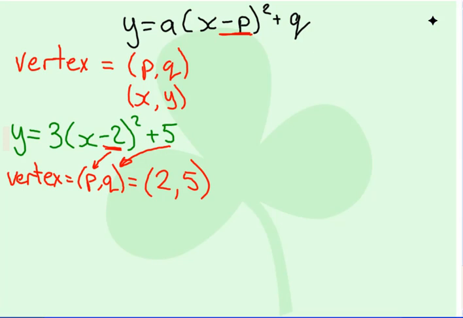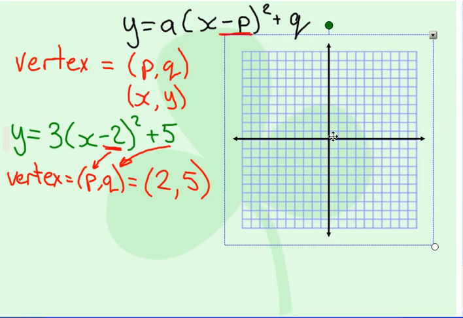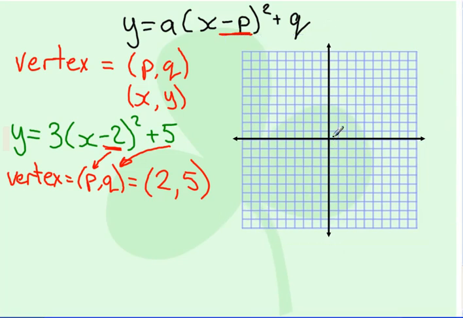And if I were putting that on some graph paper, I would write it at, well, let's make it just a little bit bigger so we can see it easier. 2 over on the x, 5 up on the y. So 2, 1, 2, 3, 4, 5. There's my vertex right there. This graph is probably going to look something like that, but we'll get into drawing the rest of the graph later.